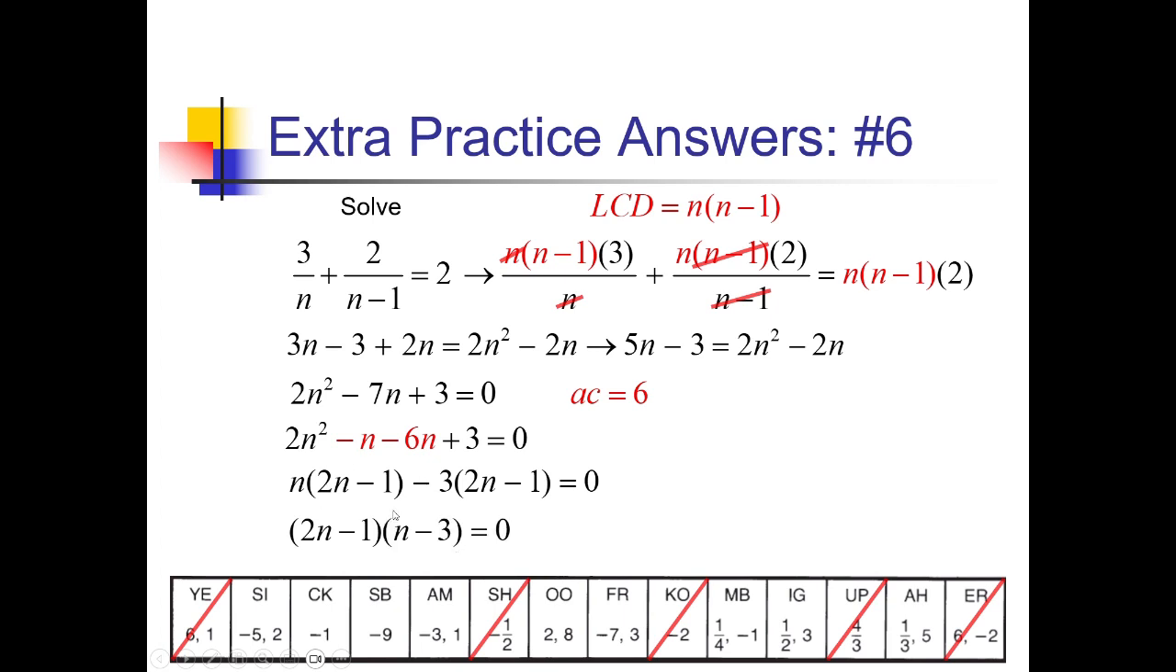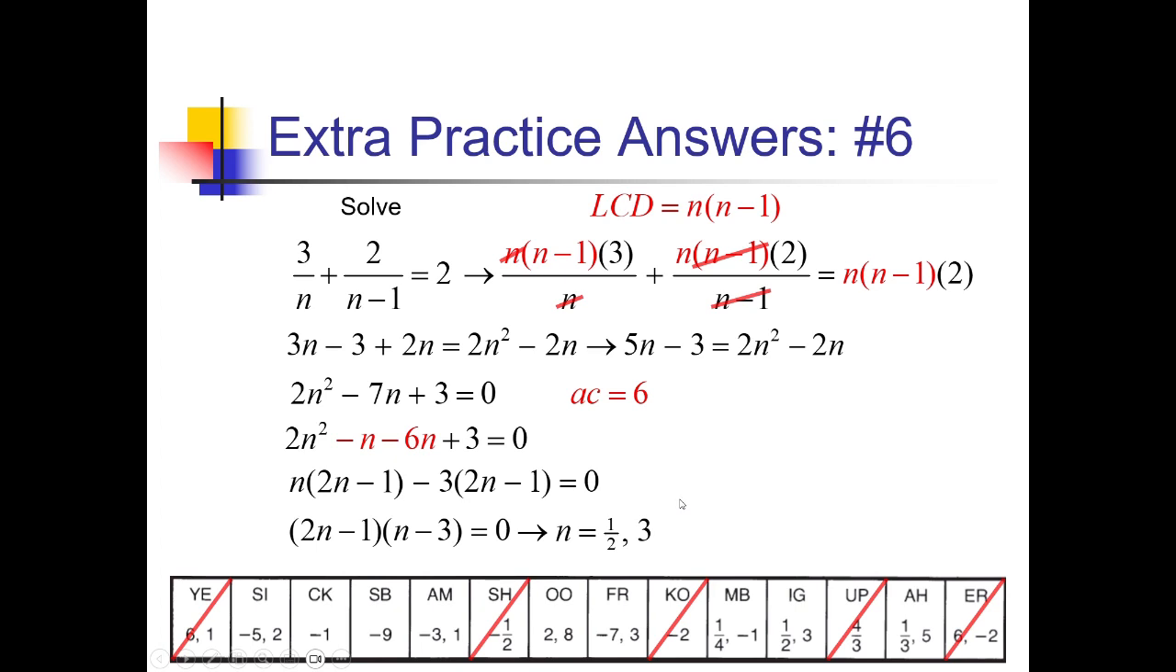And now I set each of these equal to 0 and solve. So if 2n minus 1 equals 0, if I add the 1 and then divide by 2, I get 1/2 for that n value. And then if n minus 3 is 0, 3 equals n as well. That'll give us a 0 in that one.